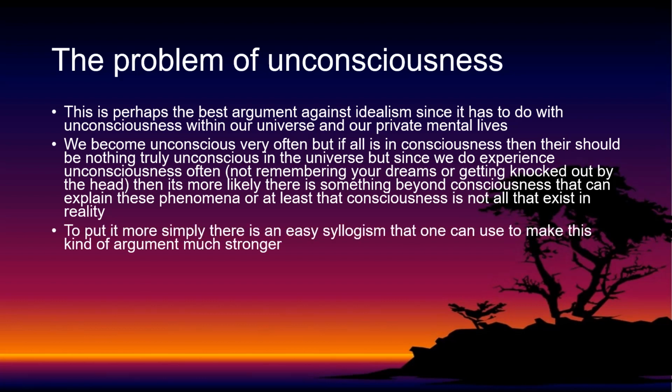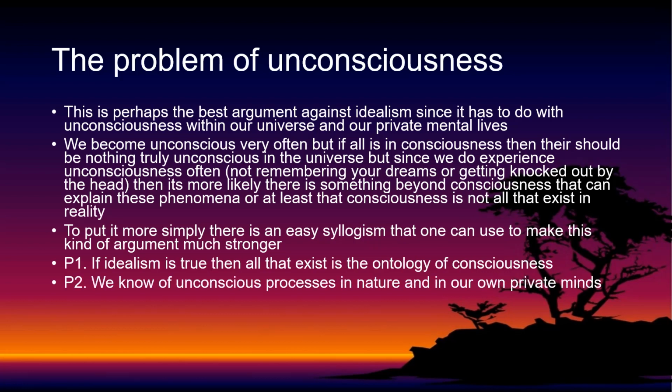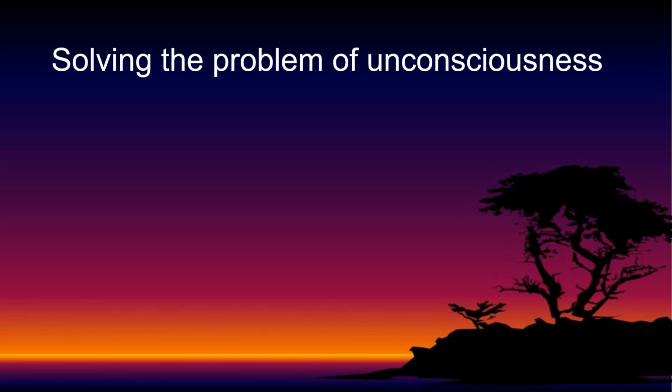Well, first of all, to put it more simply, there is an easy syllogism that one can use to actually make this problem harder for idealists to deal with. So this is the argument. Premise 1: If idealism is true, then all that exists is the ontology of consciousness. Premise 2: We know of unconscious processes in nature and in our own private minds. Conclusion: Therefore, there is at least one thing that is not conscious, and thus idealism is false. And so how do we actually deal with this argument here? Well, let's assess this.